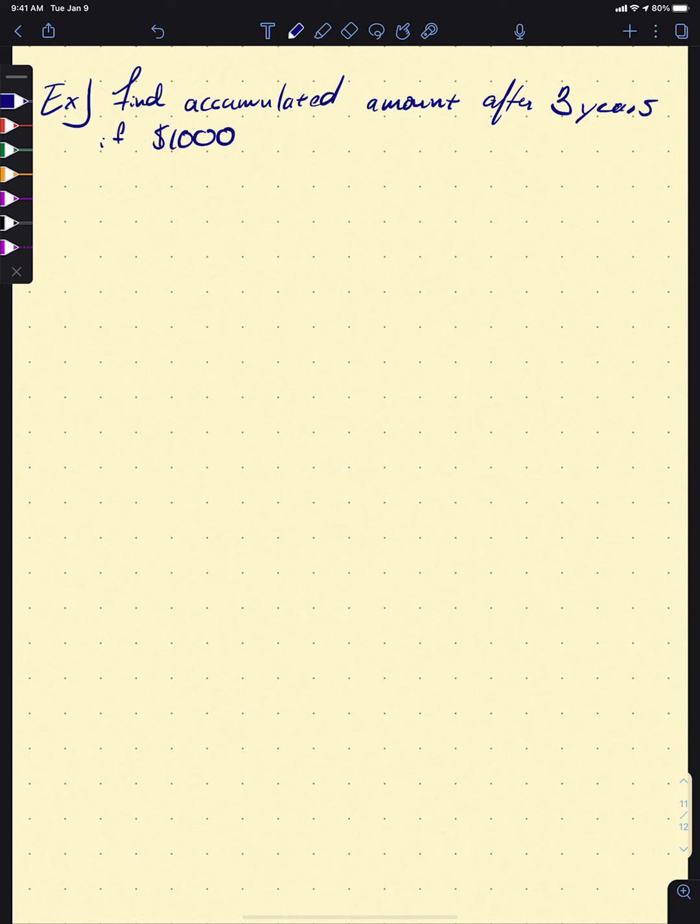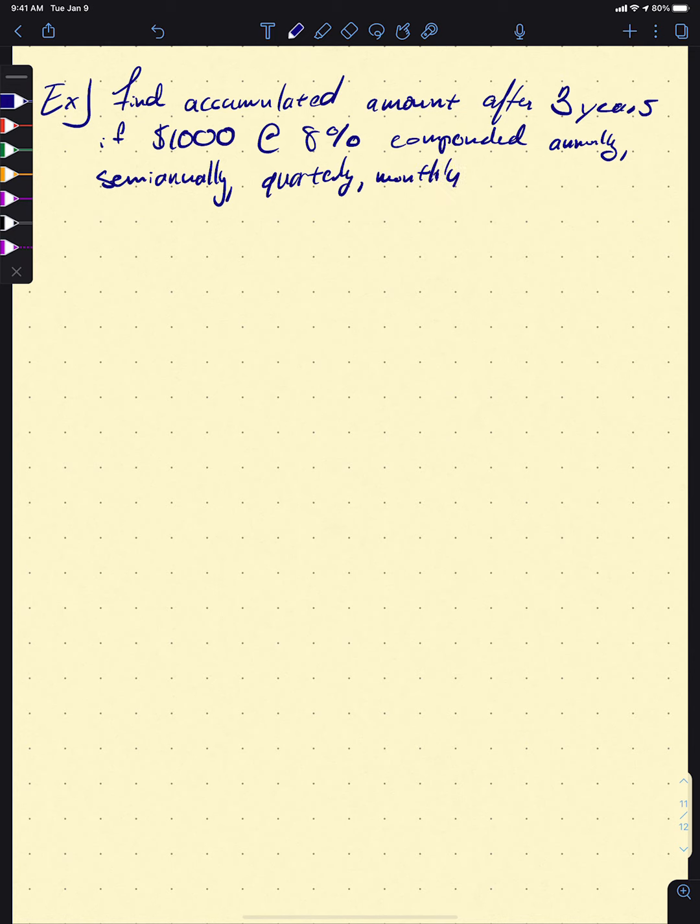We say invest $1,000 at 8%, and then we'll compound annually, semi-annually, quarterly, monthly, and daily. Okay. And we'll actually sum this up in a table, I think is the easiest way to see it. And so we'll need these different periods here.